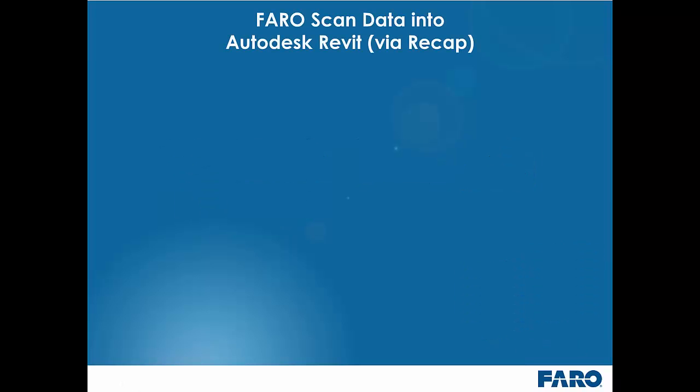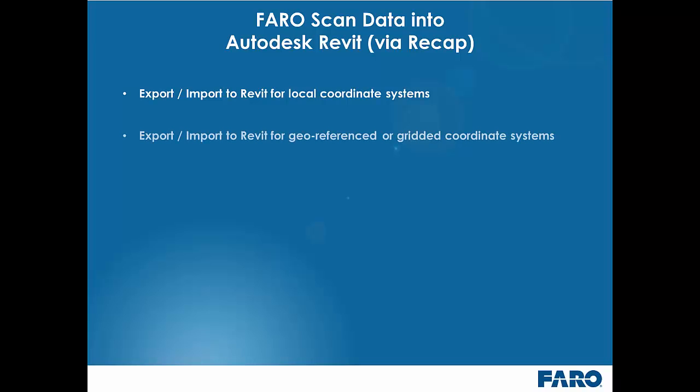The first thing we will do is to pick up where we left off in the previous video, looking specifically at the import of scan data on a local coordinate system. We will then move on to look at how we can achieve a similar result but with scan data which is geo-referenced or on a site grid coordinate system. And within both of the above topics, we will also cover some of the basic project setup functions within Revit.